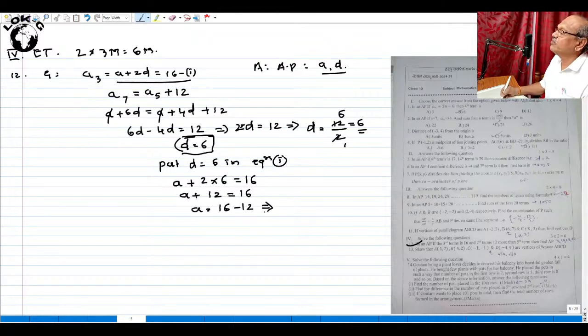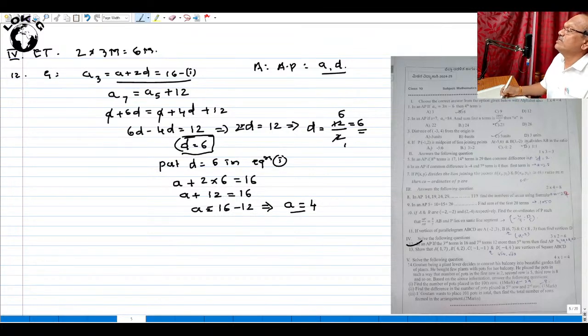As far as examination is concerned, you write as many steps as possible, so that your possibility of making a mistake is less. Don't skip the steps or jump the steps like you do in MCQ. Take every care to say that your calculations are perfect, because for every step you will lose at least half a mark. 16 minus 12 is equal to 4, A is equal to 4.